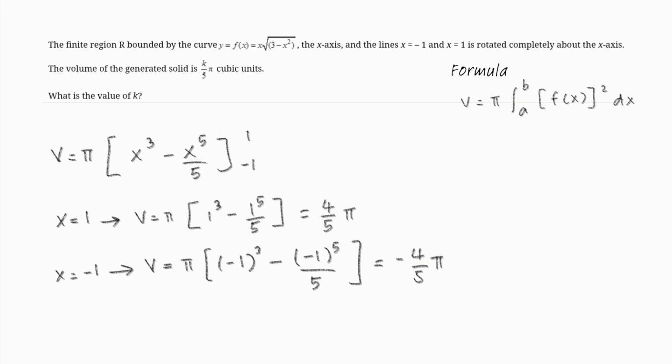Now, let's subtract the two values. 4 over 5 pi minus -4 over 5 pi. The negatives cancel out to give us a total volume of 8 over 5 pi. The question asks for the value of k in k over 5 pi. So k equals 8. That's it.